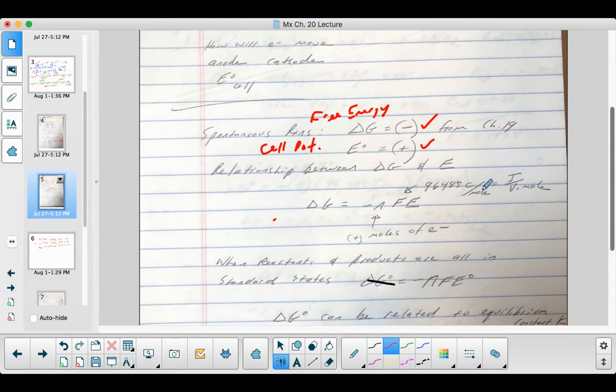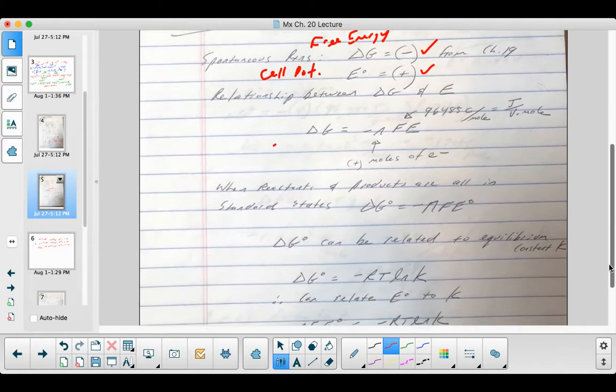And F is a constant. It's called the Faraday constant. The units that we would use would be joule per volt mole. And E is your cell potential. So you can calculate your delta G or your E at standard conditions, and that's what that naught symbol means. G naught is free energy at standard conditions. E naught is cell potential at standard conditions, which just means that they come from table values.